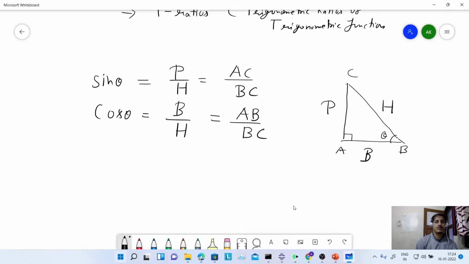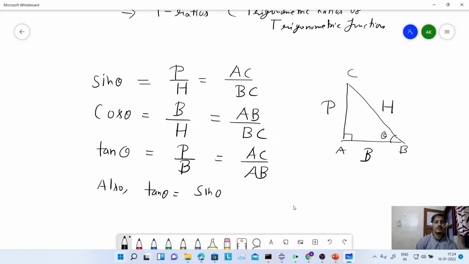Next one is tan theta. This is the perpendicular upon base. Perpendicular is AC and base is AB. Also you can find tan theta as sine theta over cos theta. This is P upon H over B upon H. So cancelling the bottom terms, we get P upon B.